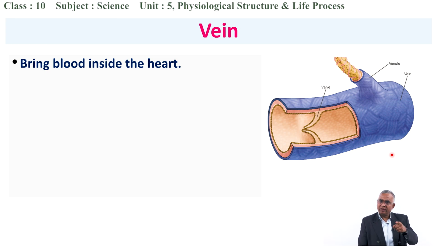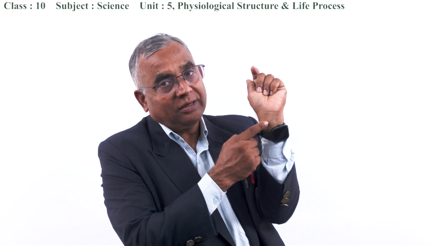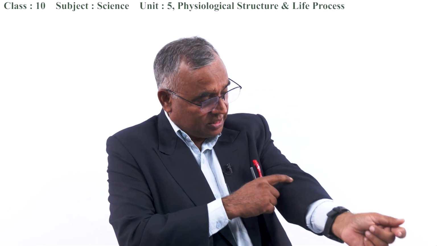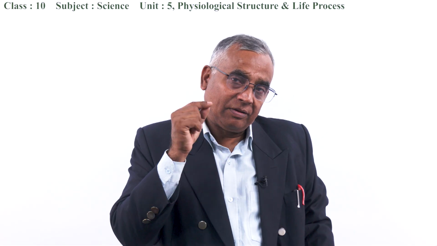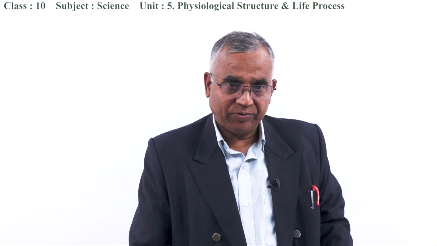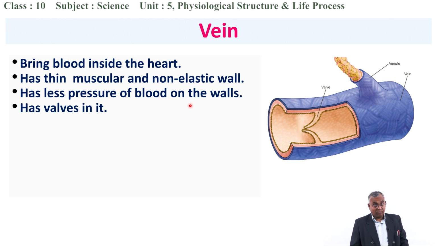First one is what? Bring blood inside the heart. Next one is what? Has thin muscular and non-elastic wall. Blood pressure is less and found superficial. You can see at this region here. Here blood vessel you can see bluish. They are what? Veins. At this joint you can see. Sometimes here also you can see. These blood vessels are veins. So has less pressure of blood on the walls and has valves.